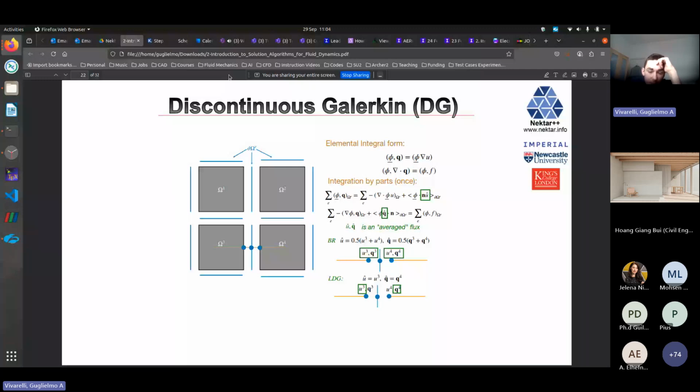So the first one, BR, stands for Bassi-Rebay, and is the most obvious idea. So you just average the quantities on the two sides of the interface, right? So you take U3 plus U4 and you average it, and Q3 and Q4 and you average it. The linear discontinuous Galerkin formulation simply uses a blend. So you utilize at the interface U3 and Q4, or vice versa, Q3 and U4. So you kind of mix the two.